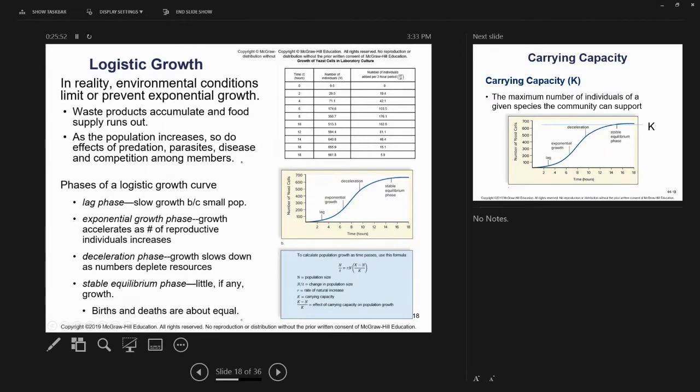So in this curve, I have that lag phase. Population small, so it takes me a while for my numbers to increase. I do start to go through exponential growth as the number of reproductive individuals increases. But then I start to slow down because the numbers are high enough that I'm depleting resources, that competition starts to take over. I can't reproduce at full biotic potential at the maximum rate. And for many populations, what happens is I'm going to reach a stable equilibrium phase where the number of births and deaths are about equal.